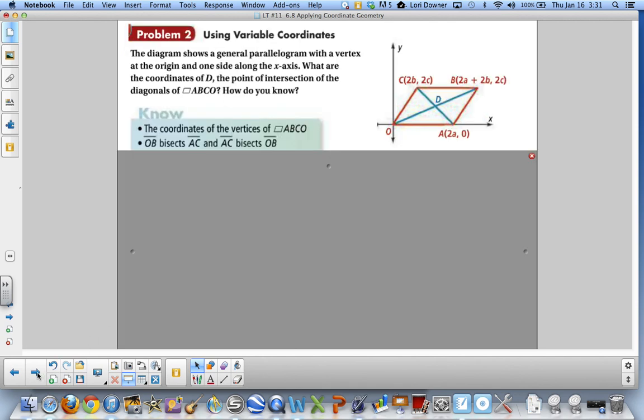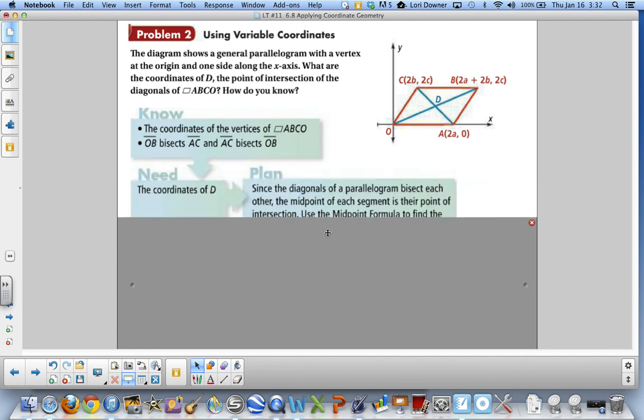Next problem. The whole point of this is that we can use variables to then verify things on the coordinate plane. This diagram shows a general parallelogram with a vertex at the origin and one side along the x-axis. What are the coordinates of D? It's the intersection of the diagonals, and we want to know the coordinates of it using these variables. So we know the coordinates of the vertices of parallelogram ABCO. We know OB bisects AC, and AC bisects OB because it's a parallelogram.